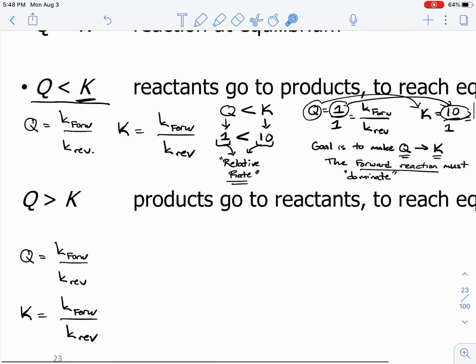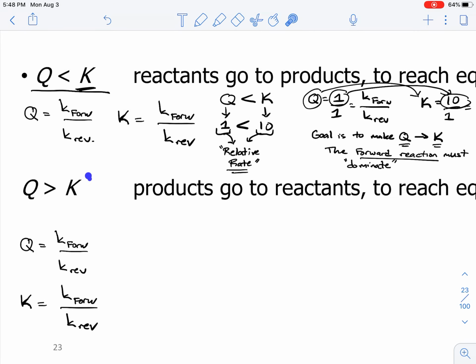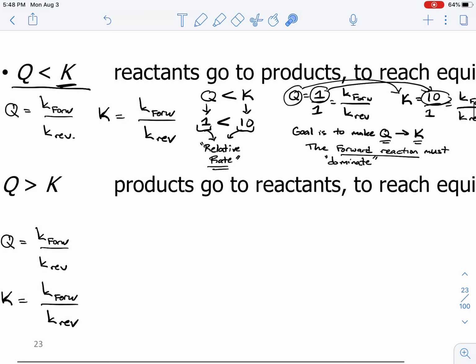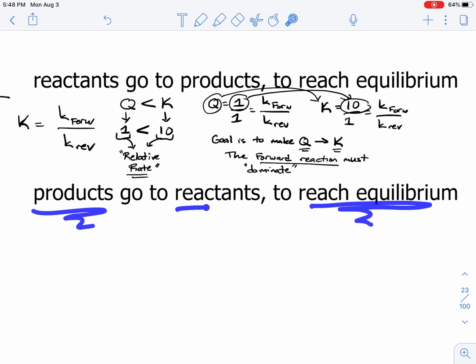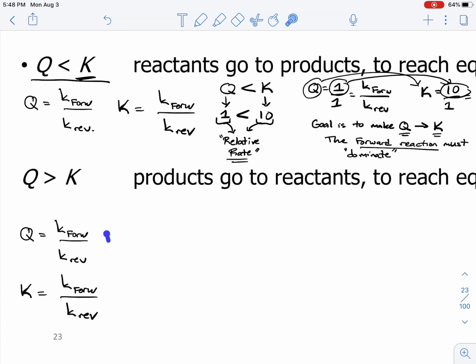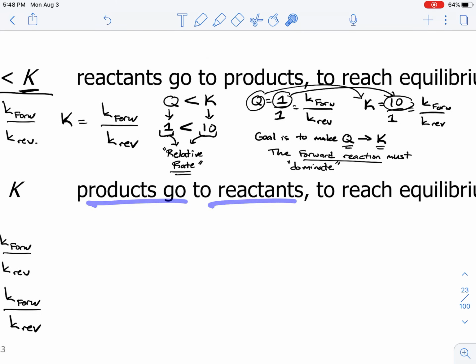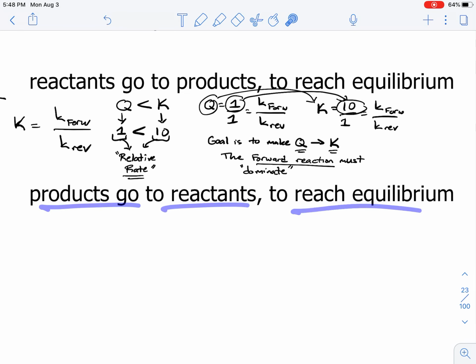And so let's go ahead and look at the second scenario in which the reaction quotient Q is greater than the equilibrium constant K. And so according to what we've learned, for the chemical reaction to reach a state of equilibrium, products must be converted into reactants. And why is this so? Once again, we're going to go ahead and use the concept, the definition for Q and K to better understand why products must be converted to reactants to reach equilibrium.